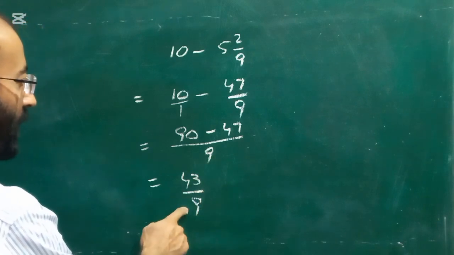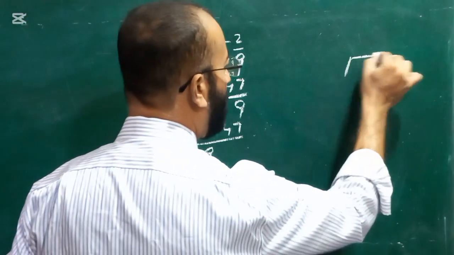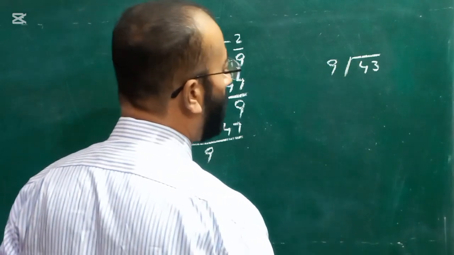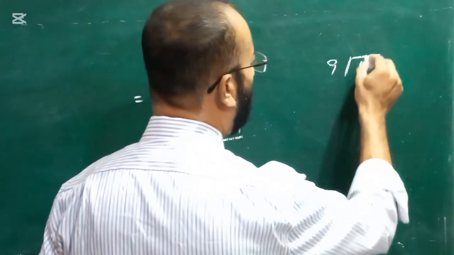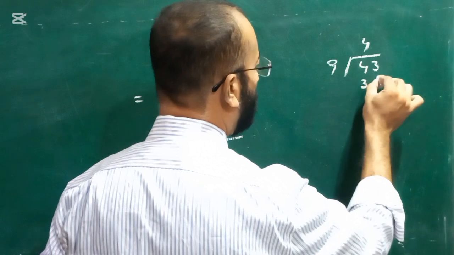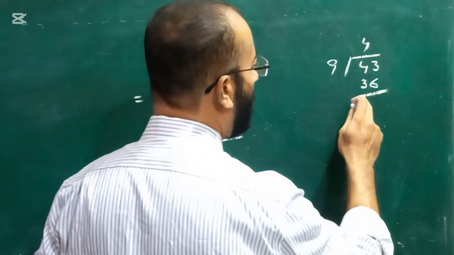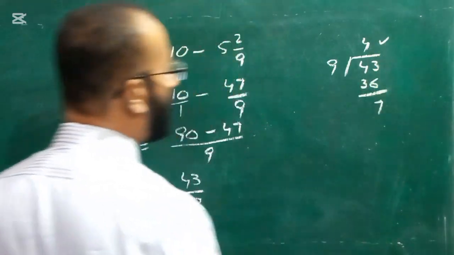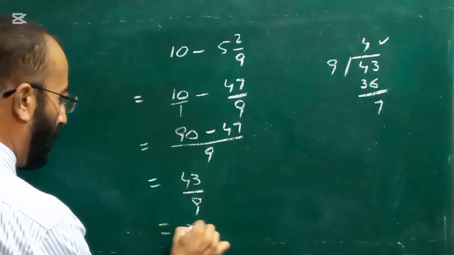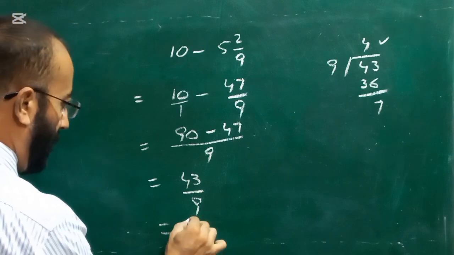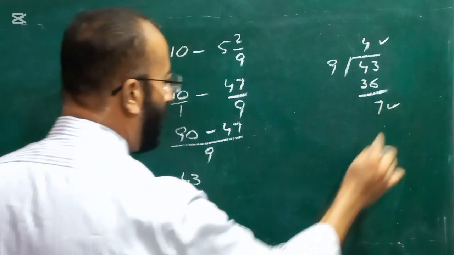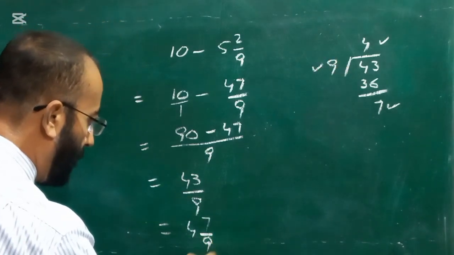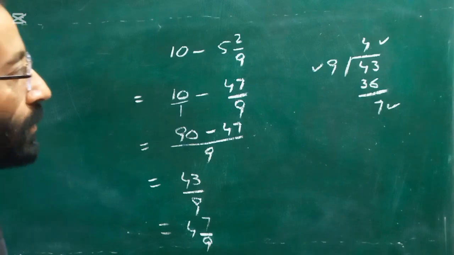So now we will divide the fraction. 43 will be placed inside the bracket and 9 outside the bracket. So 9 4s are 36. Subtract the numbers, 7 will be here. So the method to write the answer is, this quotient will become the whole number part. This remainder will become the numerator, and this divisor will become the denominator. So this is the answer.